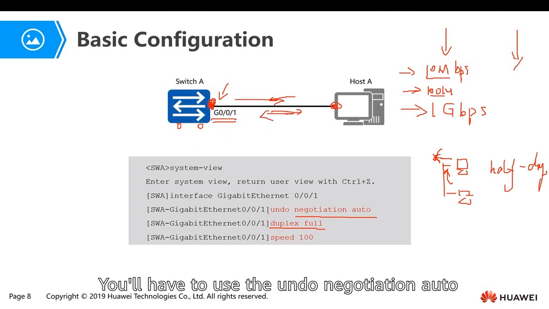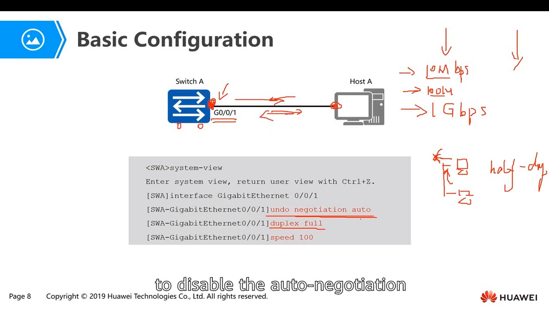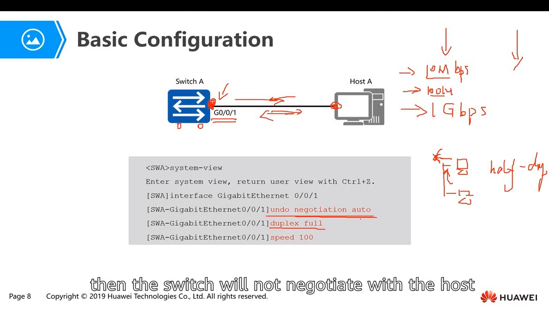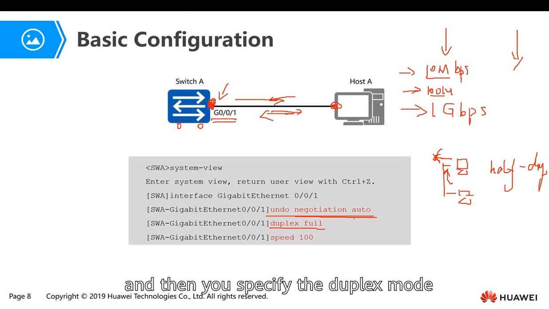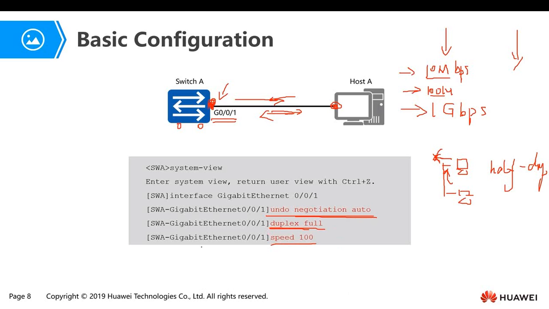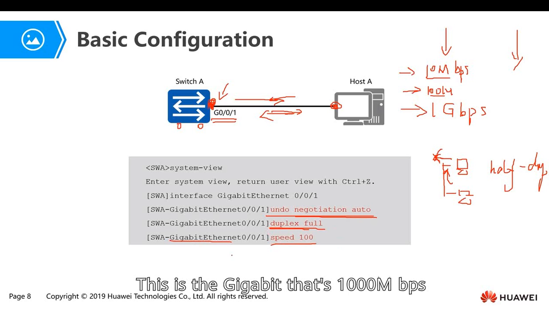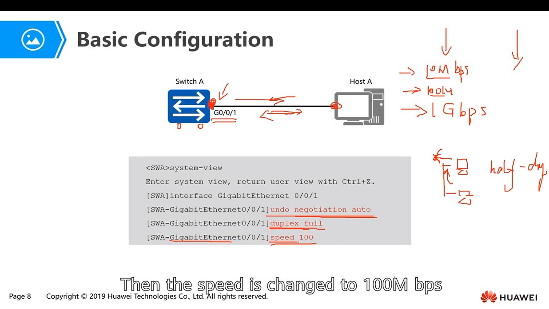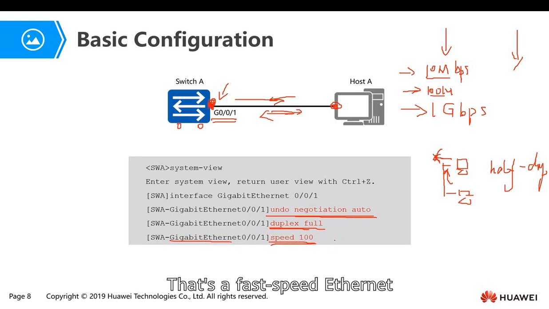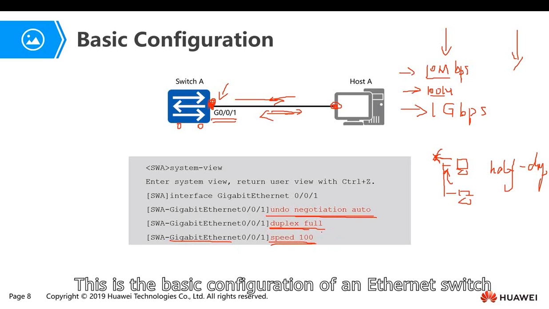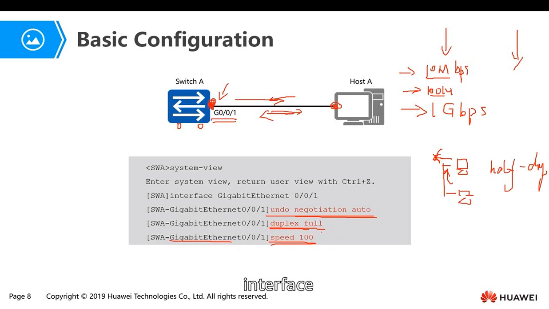First, you use undo negotiation auto to disable the auto negotiation. Then the switch will not negotiate with the host. Then you specify the duplex mode and the speed manually. This is a gigabit interface, 1000 megabps. Then the speed is changed to 100 megabps, that's the fast Ethernet speed. And then the duplex mode is full, you can specify it manually. Okay, this is the basic configuration of an Ethernet switch interface.